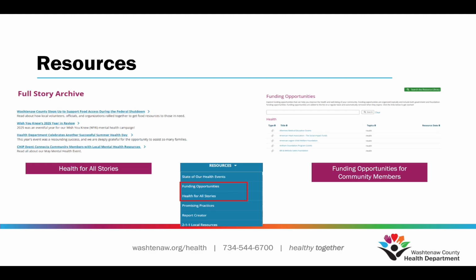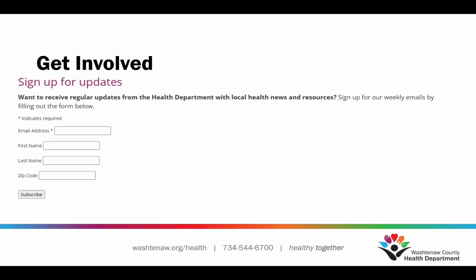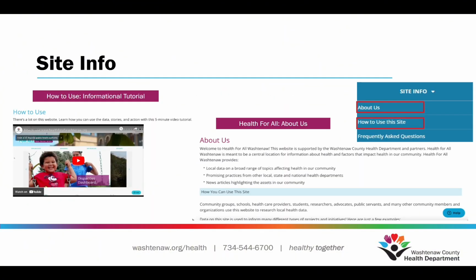Next, we'll navigate to the Resources tab. Here you will find all of our Health for All stories, funding opportunities, promising practices, our report creator, and local resources. Next, we'll navigate to the Get Involved tab. Here you're able to sign up for updates using your email address, first and last name, along with your zip code. Lastly, we'll take a look at our Site Information tab. Here you will find this informational tutorial, our About Us page, and frequently asked questions.